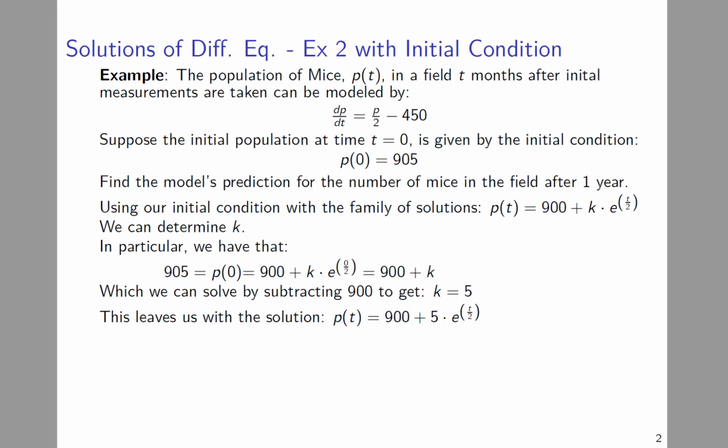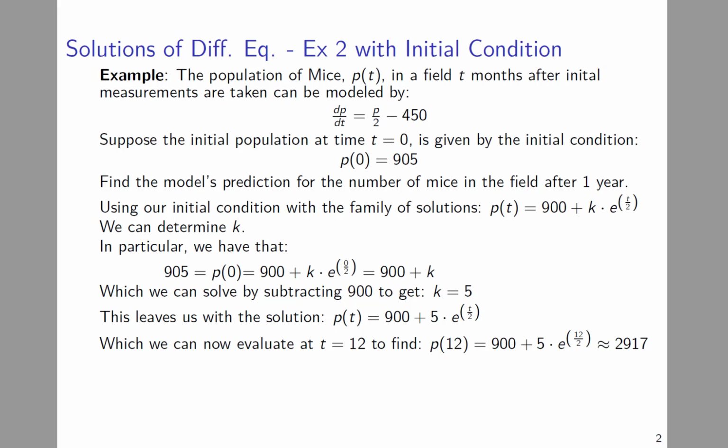And now that we know P(t), we can evaluate this at t = 12 to find that P(12) = 900 + 5 e^(12/2), which is roughly 2,917. So this model predicts that after 1 year, the population will grow to 2,917 mice.